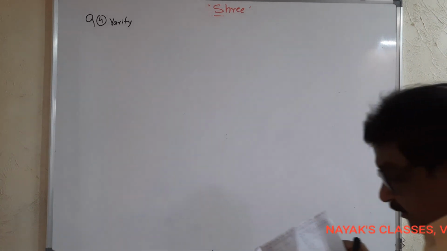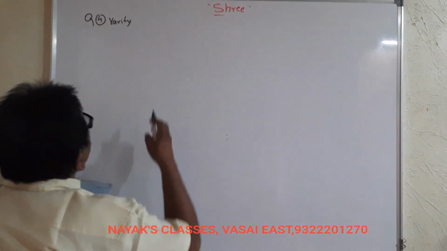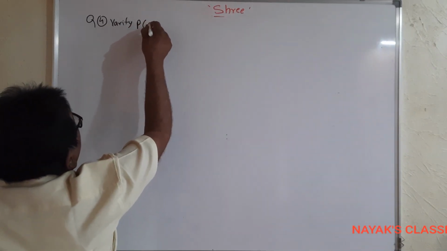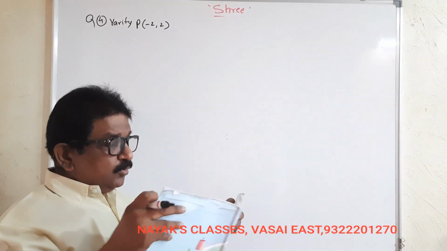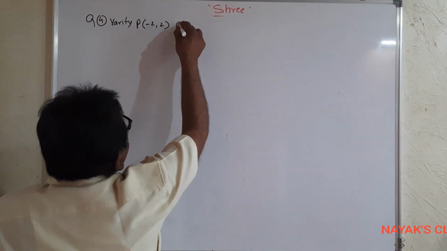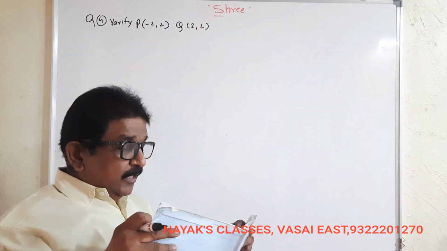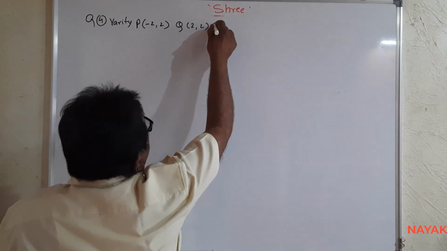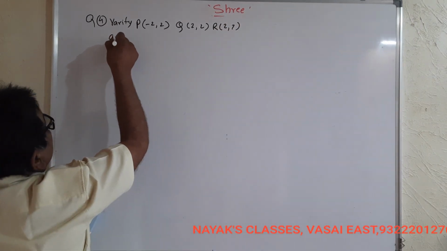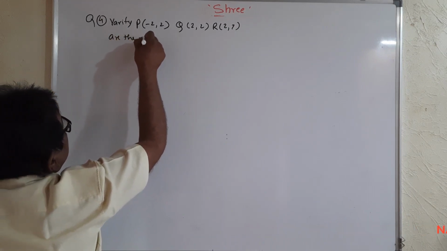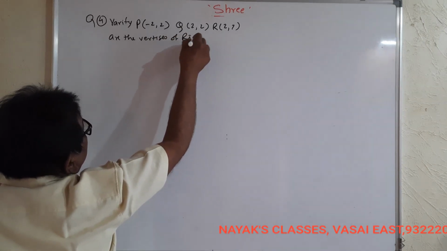Verify that P(-2, 2), Q(2, 2) and R(2, 7) are the vertices of a right angled triangle.